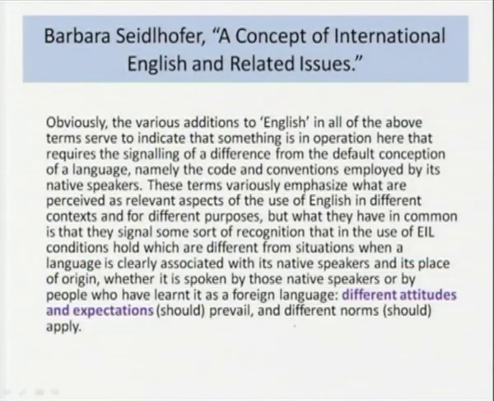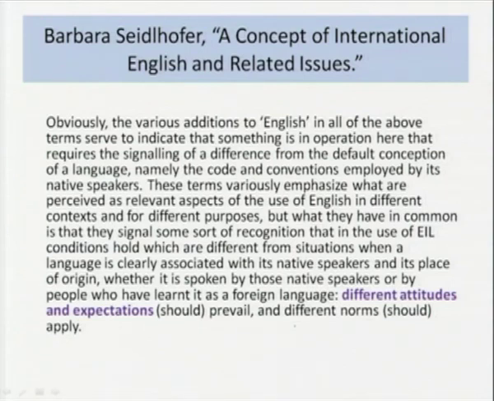Now, one of the most well-known scholars in this domain is Barbara Seidhofer. Barbara Seidhofer has made several contributions to this issue of international English, and I point to her work, A Concept of International English and Related Issues. This is particularly to do with the European context, but let us look at what she has to say about the issues of international English.